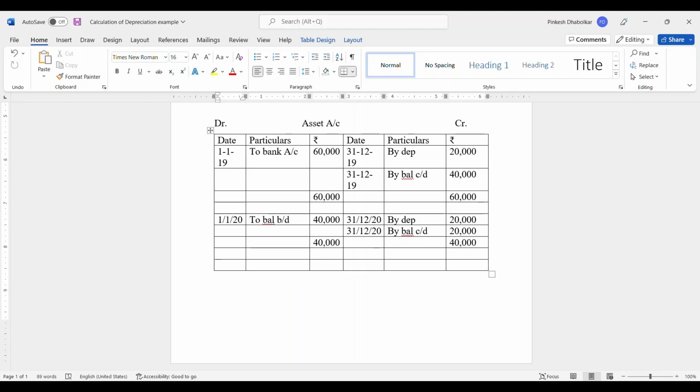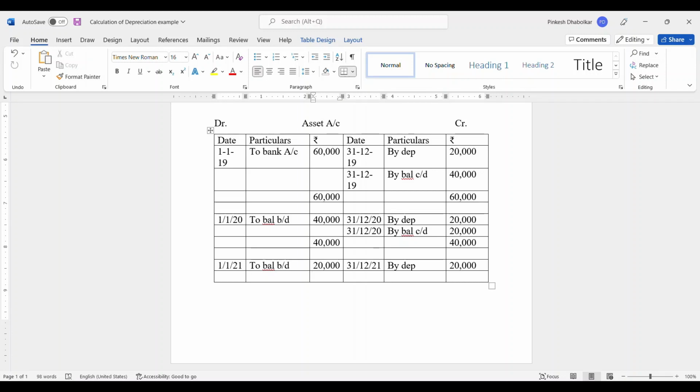So let us move ahead with the third year, final year. Final year opening date is 1st January 2021. Transaction is to balance brought down. Amount is 20,000. Then we have on 31st December 2021, final date, by depreciation. Amount is how much? 20,000. So we are done.